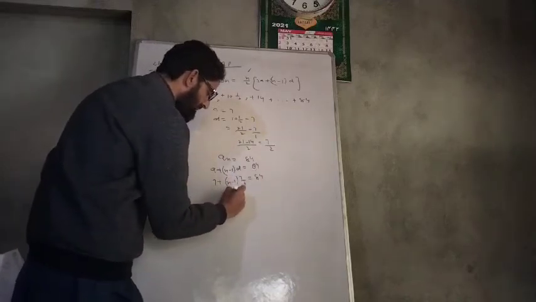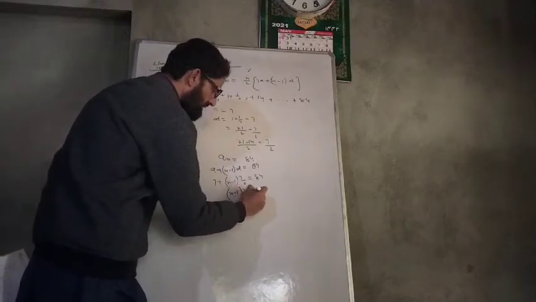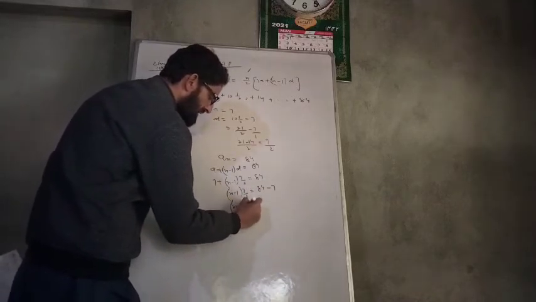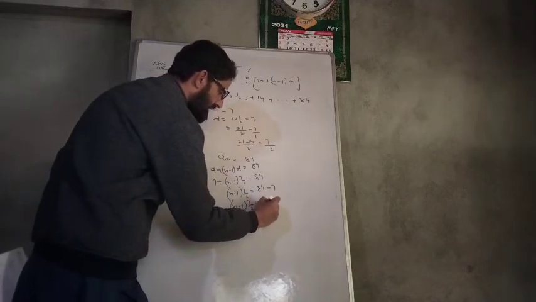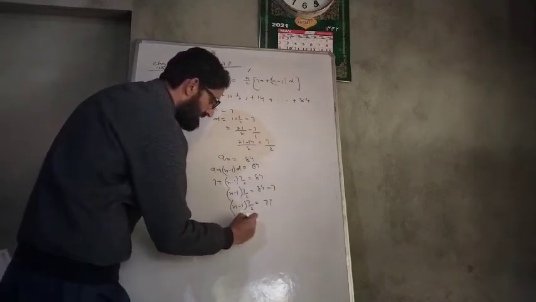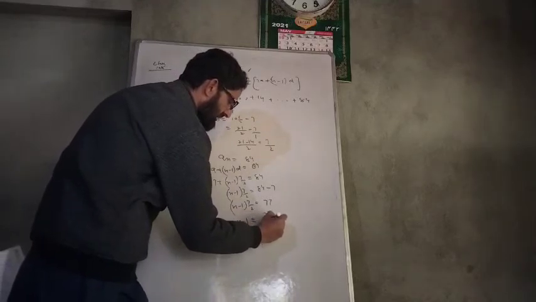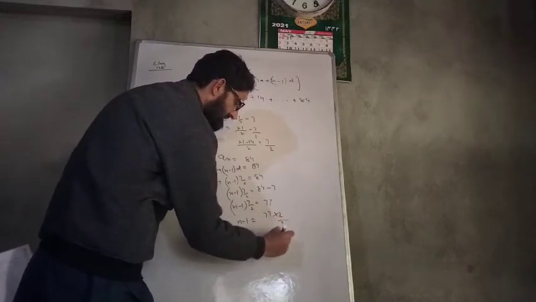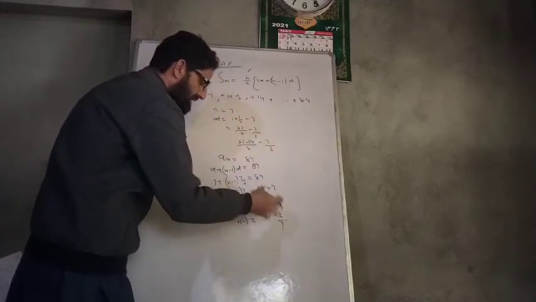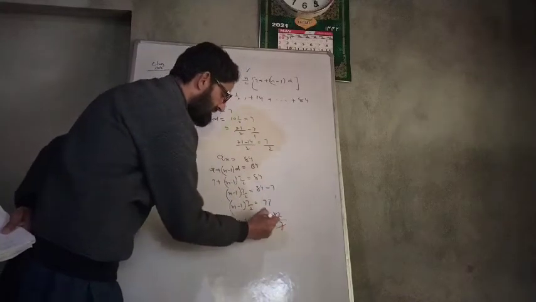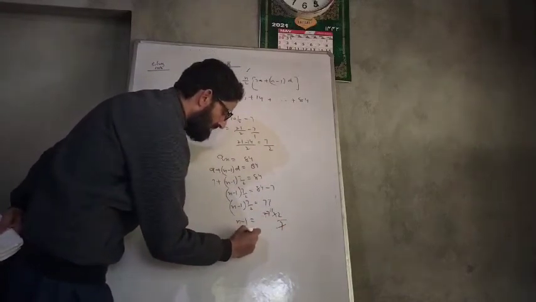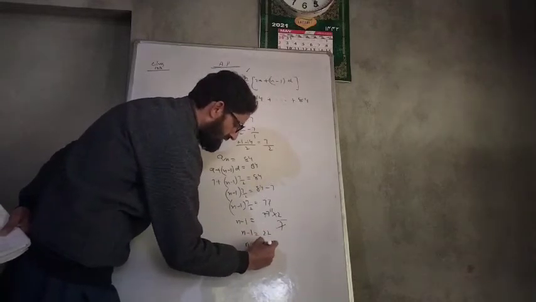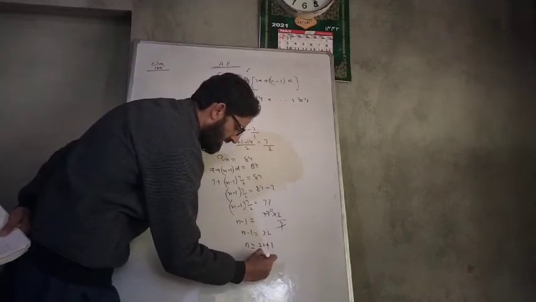84. So n minus 1 into 7 by 2 is equal to 84 minus 7, which is 77. What is n minus 1? This is 77 divided by 7 by 2, so we take the reciprocal: 77 into 2 by 7. 7 1s are 7, 11 2s are 22. So n minus 1 is equal to 22. What is n? n is equal to 22 plus 1. So n is equal to 23.